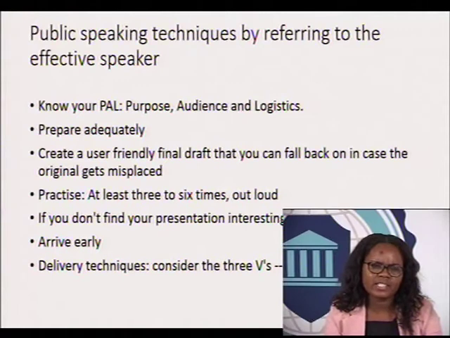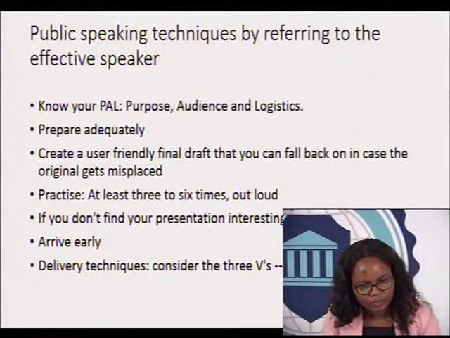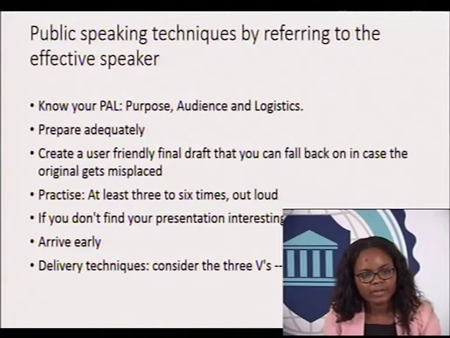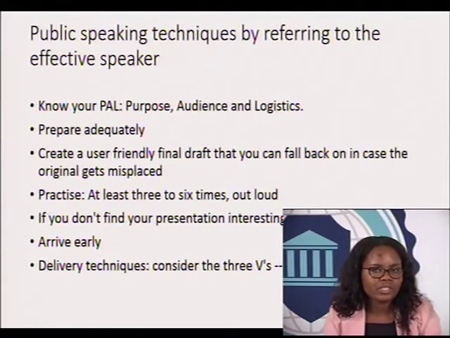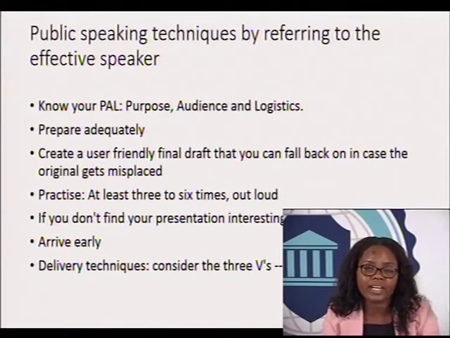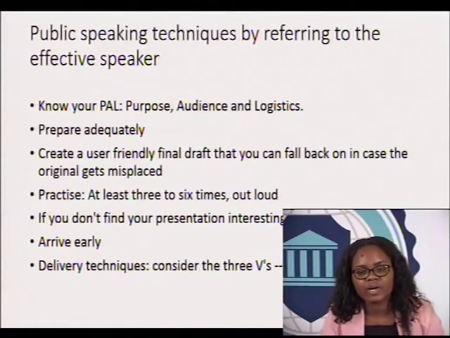What they say is practice makes perfect. If you practice, you are bound to make fewer or no mistakes. You can practice perhaps in front of the mirror. You can record yourself. You can practice in front of friends. And if your friends, or even yourself after listening to the recording, you don't find your presentation interesting, no one else will.